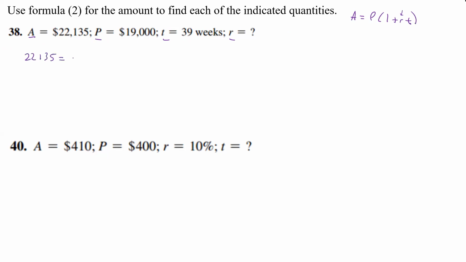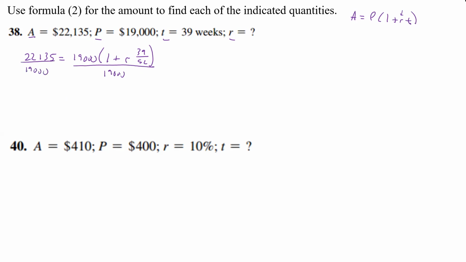So putting everything in, we have 22135 equals P, which is 19,000, times (1 plus R), now R is what we're looking for, times T, which is 39 weeks. Now, is it 39 weeks that we put in there? No, it's 39 out of 52. Okay. So that gives us that. And now what we have to do is solve for R. So we're going to divide both sides by 19,000.